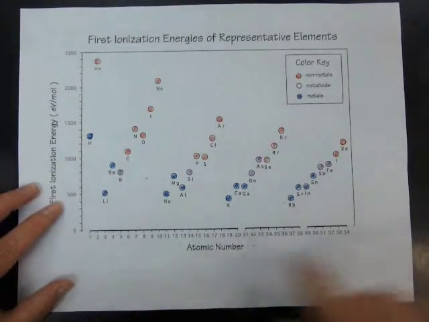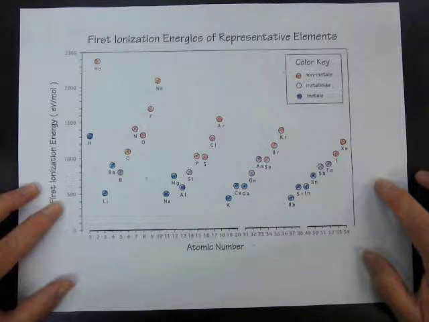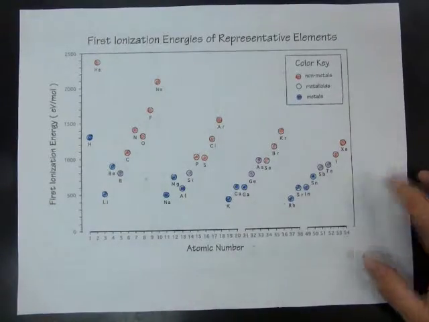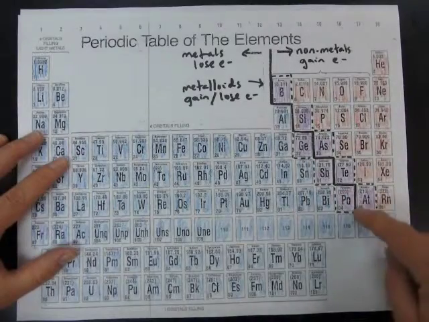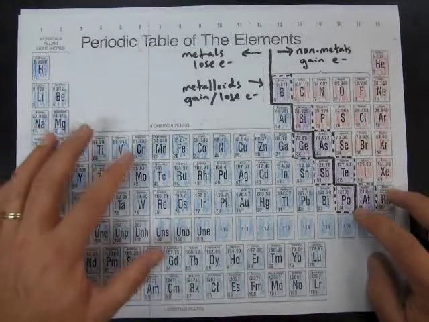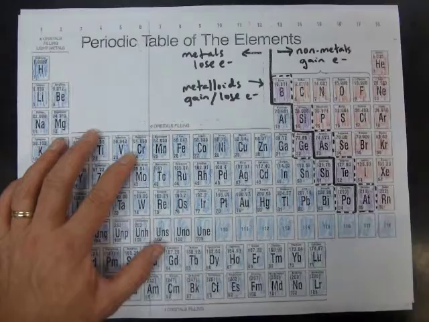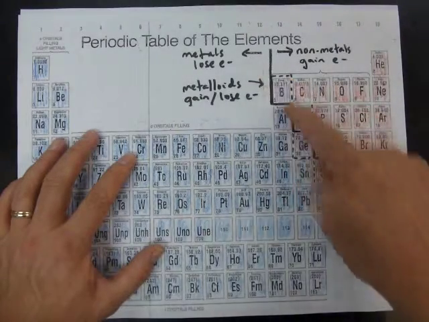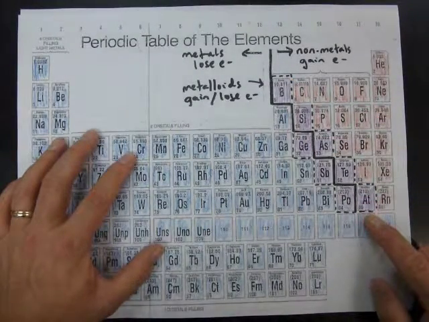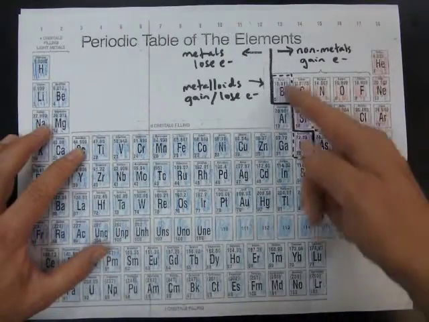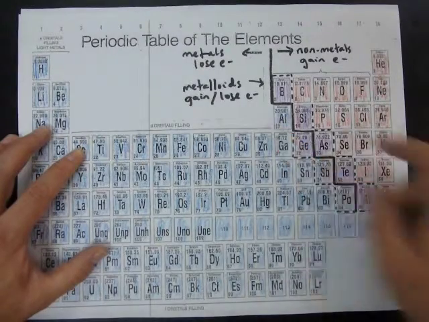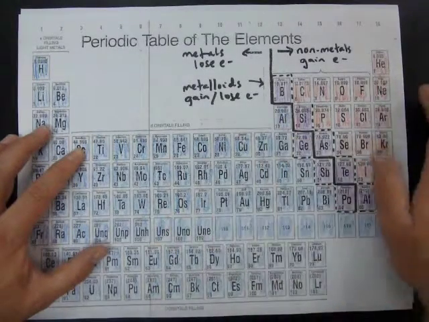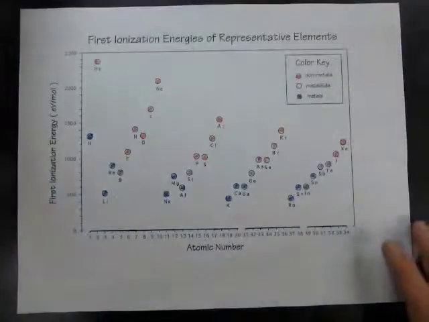What I asked you to do was to color code your chart to show where the metals, the nonmetals, and the metalloids were by using your periodic table. There's a stair-stepping line that runs down the periodic table that divides the metals on the left from the nonmetals on the right. And the elements that are right along the stair-stepping line have properties of both metals and nonmetals. Those are the metalloids. All of the ones that touch that stair-stepping line except for aluminum are metalloids. And so you chose 3 different colors and color-coded your chart.